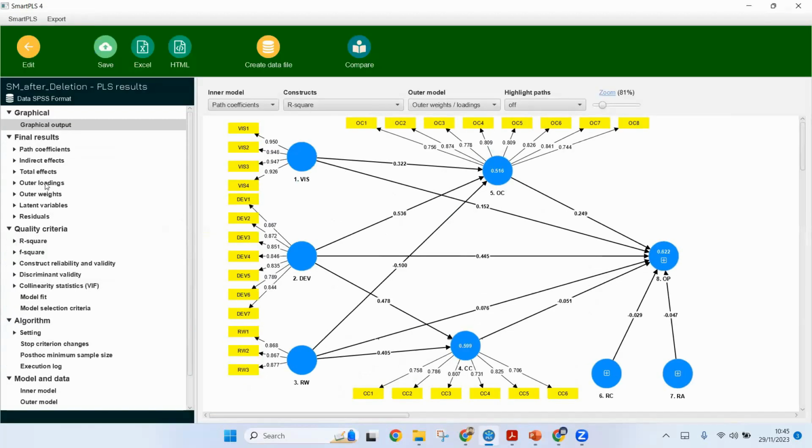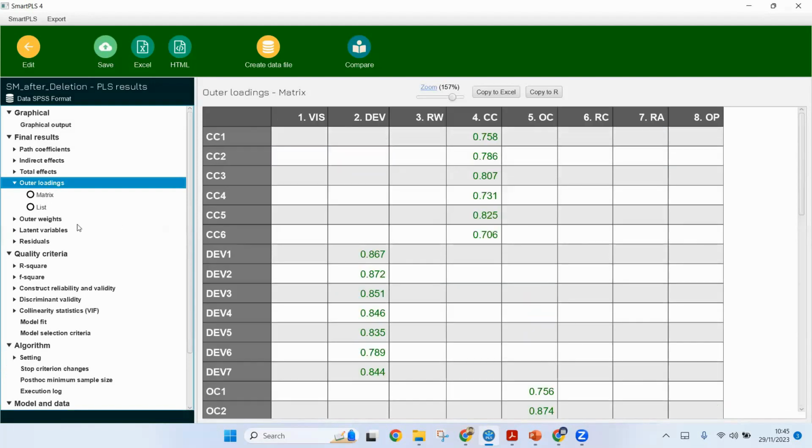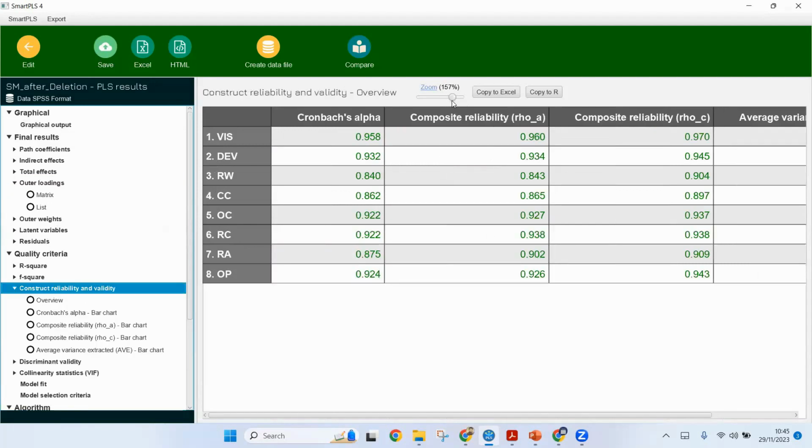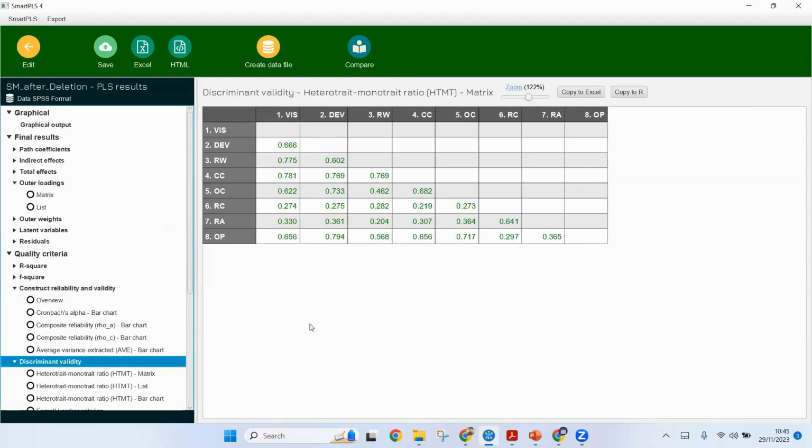Now look at the outer loadings. All good. You have to obviously paste them in an Excel and arrange them. Construct reliability and validity, all good. Similarly, you will assess discriminant validity. All good, because it's less than 0.85.